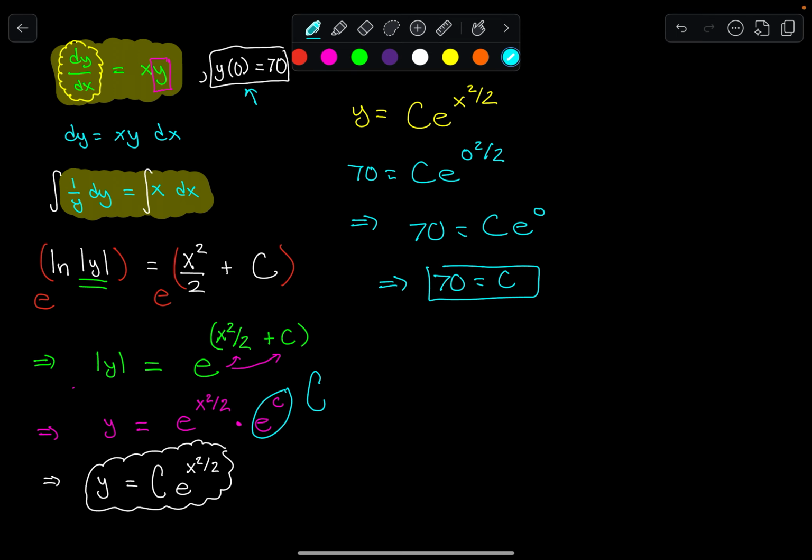And so what this does is basically say that our final solution, our real solution that satisfies this initial condition as well, is actually y is equal to 70 e to the x squared over 2. And we're done. Life is good. And that's honestly pretty much it about separable differential equations.